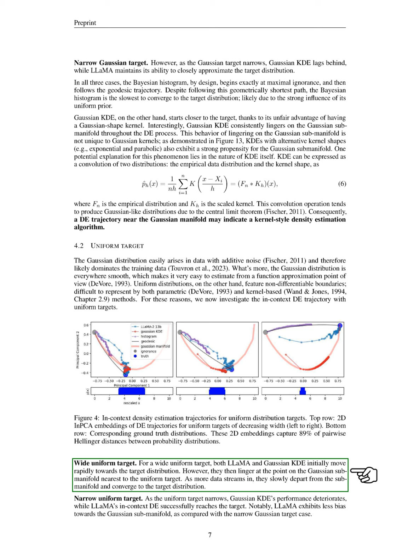In low-data scenarios, Gaussian KDE and the Bayesian histogram follow the same paths as they did for the narrow Gaussian target. However, Llama distinguishes this target by taking a route that moves further from the Gaussian submanifold and closer to the shortest path. This indicates that Llama's in-context density estimation algorithm is more flexible and adaptive than traditional KDE methods with fixed width and shape.